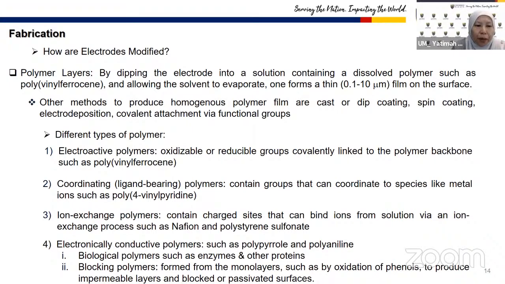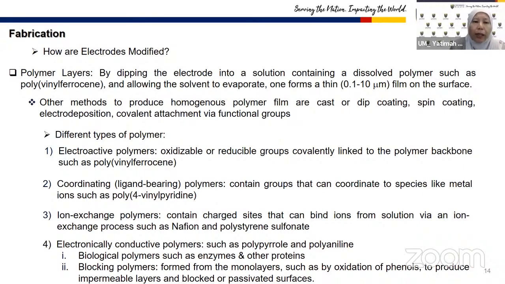But there are other methods as well, because polymers are very interesting electroactive layers that can be studied, especially for more stabilized coating material on top of the electrode. Other methods that can be used to form a homogeneous polymer film are dip coating, spin coating, electrodeposition, covalent attachment via functional groups, and so on. The common one being used is, as I said earlier, spin coating, to get a more homogeneous film, or you can do electrodeposition, because you can control the thickness and how much material should be deposited.